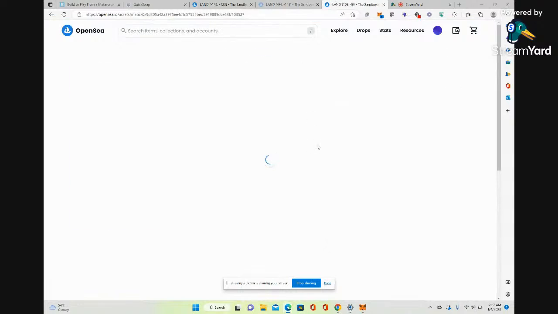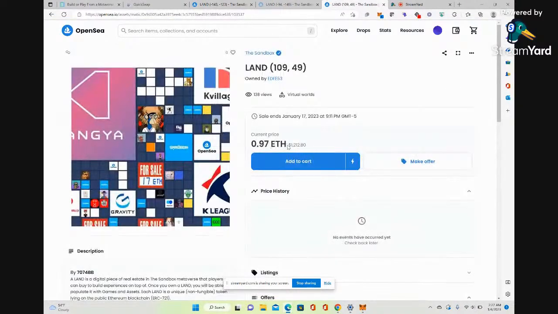Let's see. This is just OpenSea that you could purchase. So this is for 1200. It's almost a full ETH. And they said the sell end right here. So you can purchase that, and then if Ethereum goes up, you're making more money again. So that's with that.